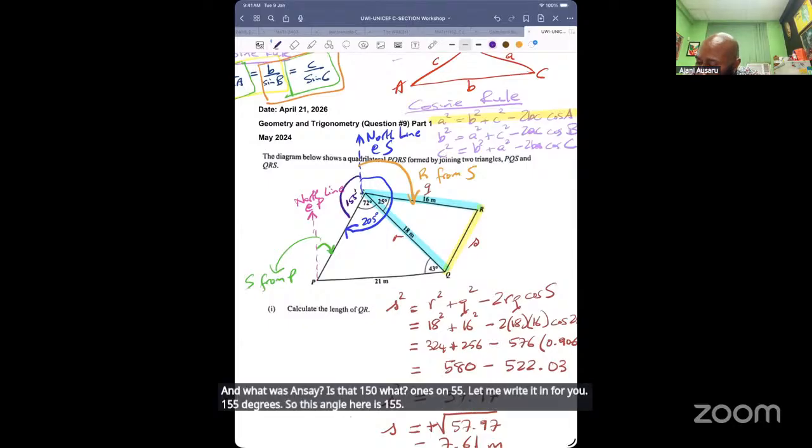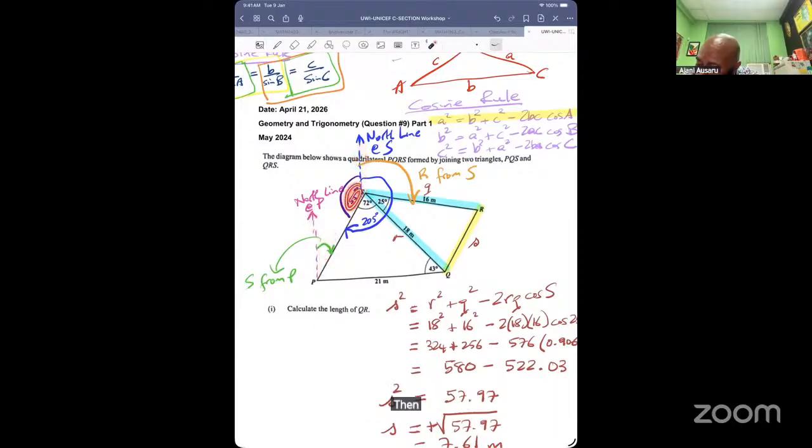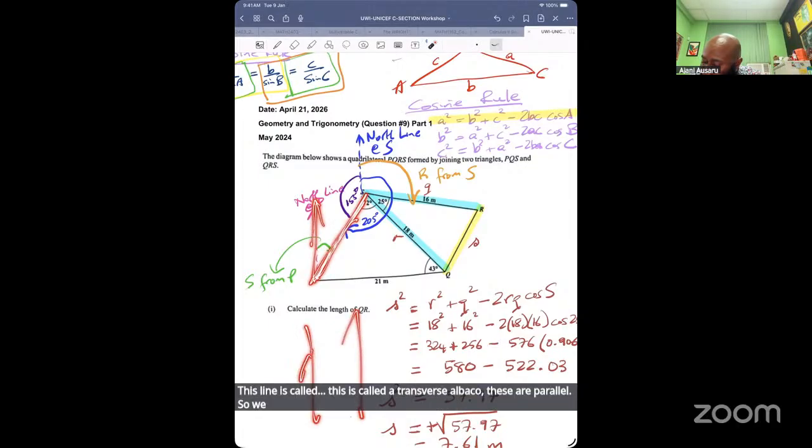And what the young lady just said a while ago, because these lines are parallel, this is parallel to this, then these are called co-interior angles. You ever heard of that term, co-interior? This line is called a transversal because these are parallel. So when you have any two parallel lines like that, and you draw a line across them, it's called a transversal.